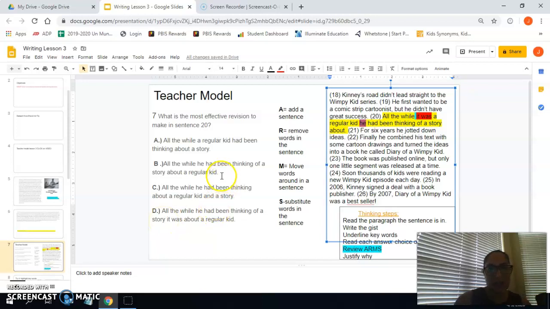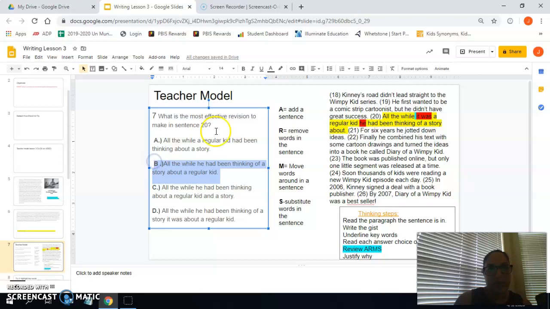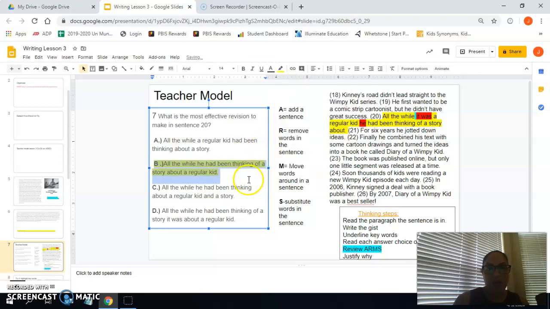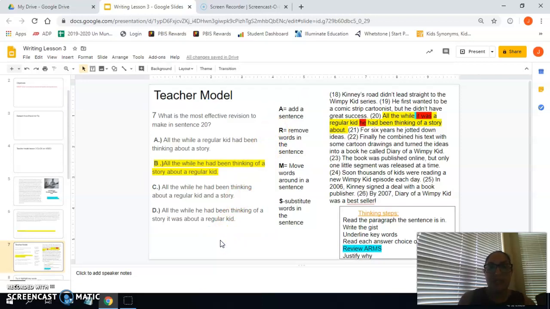So my answer choice is B, because it removed "it was," and it shows the subject, he, the character, in the correct place. It's talking about he, the author, and not he, the kid. So this is how I'm highlighting, guys. Please make sure to highlight your answer, and then you would justify why. Can't wait to see your work. Bye.